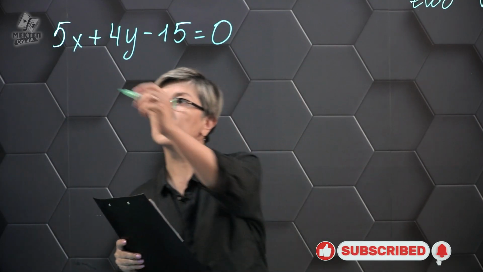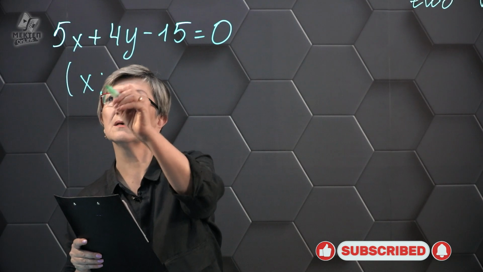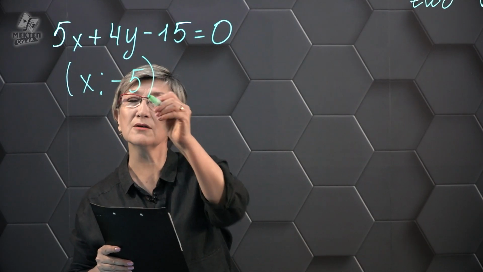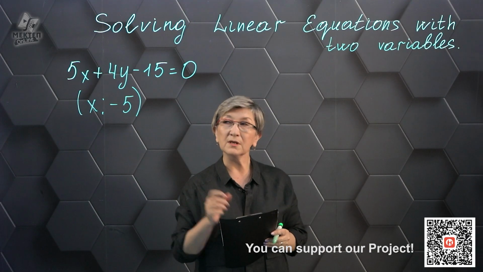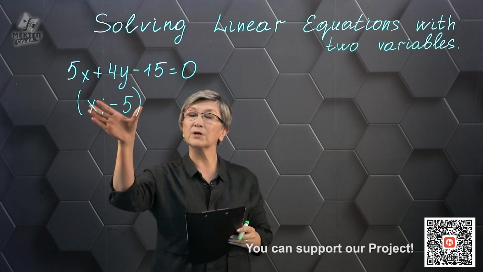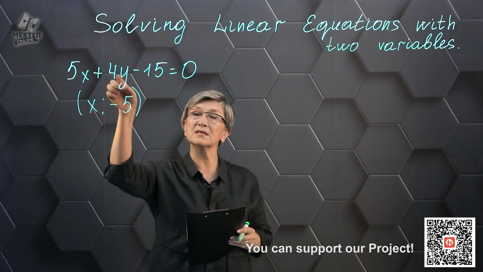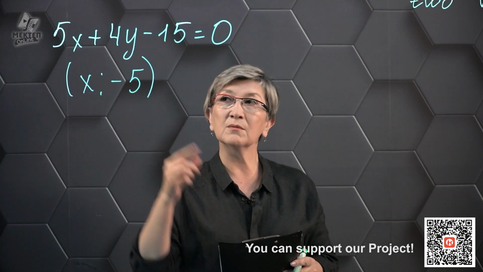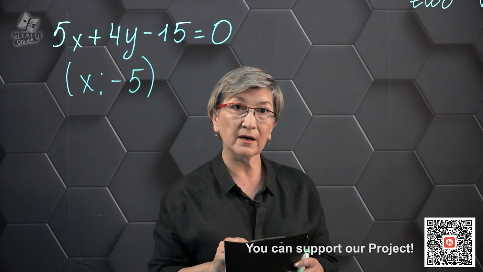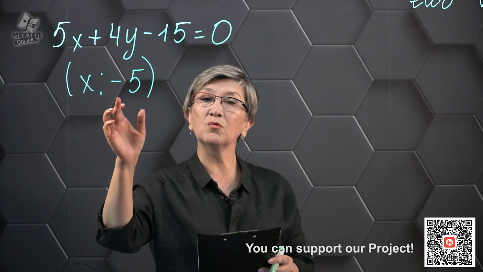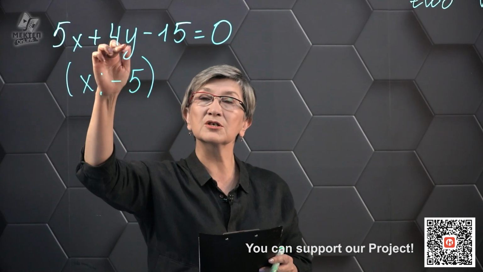If the pair of the numbers x and minus 5 is the solution to our equation. If the condition tells us that this pair is the solution to our equation, then we can confidently say that it will turn our equation into a valid numerical equality. So I can substitute these values into our equation.